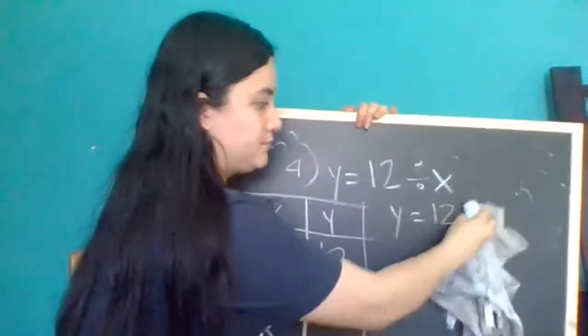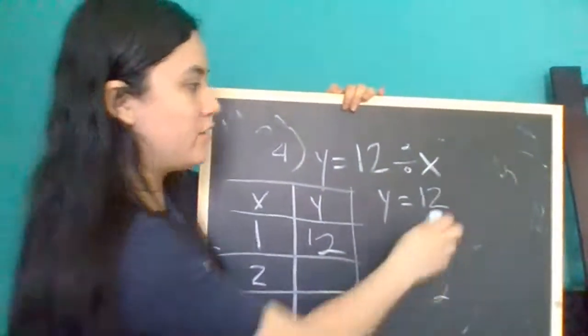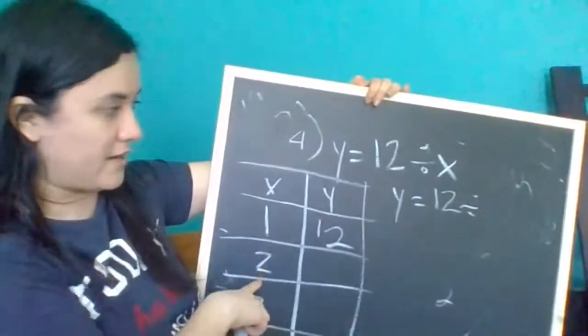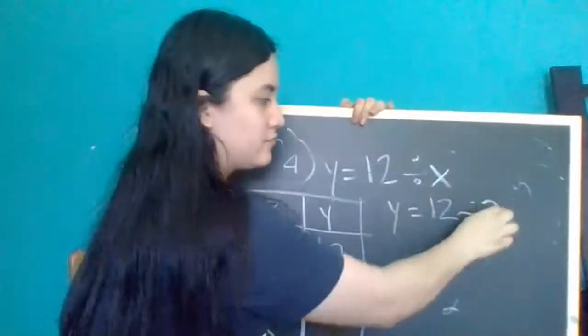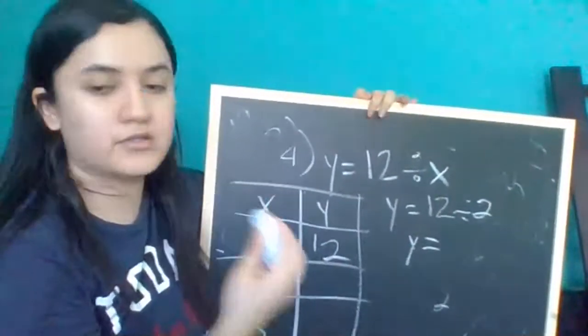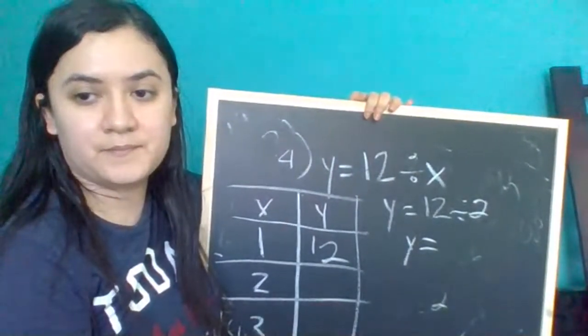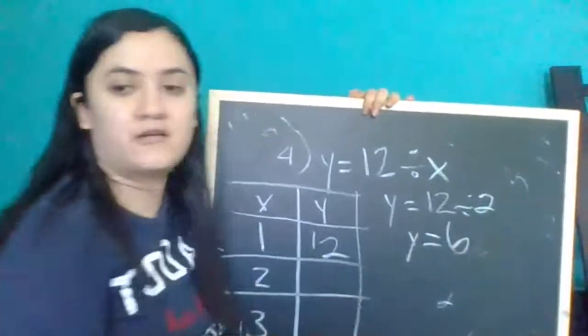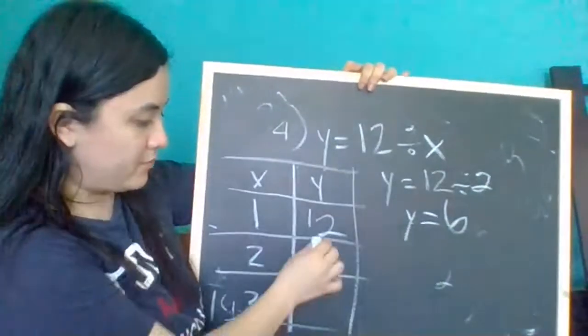Substitute. 12 divided by x, that in this case is 2. 12 divided by 2 is 6. Very good. So we put 6.